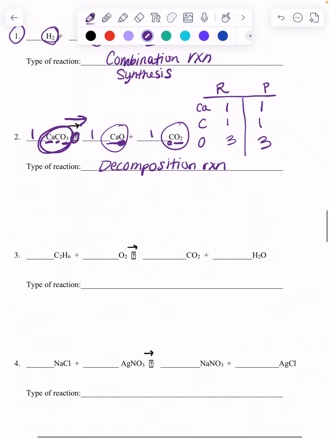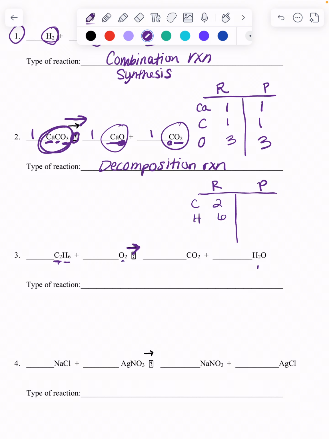I think 3 would be good to try and balance, right? And again, this symbol, this is a yield symbol. So our reactants over here, products over here. Let's make a chart. Reactants, products. On this side, I have 2 carbon. I have 6 hydrogen. And I have 2 oxygen. Over here, I have 1 carbon. 1, 2, 3 oxygen, and 2 hydrogen.